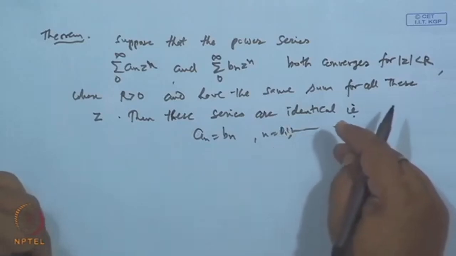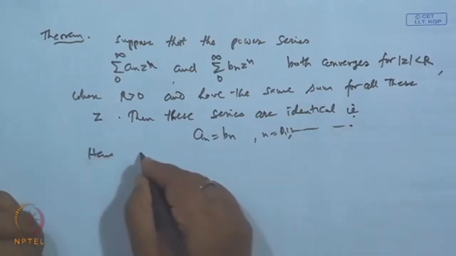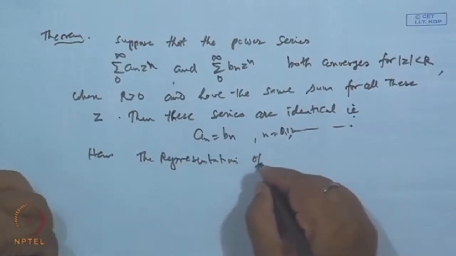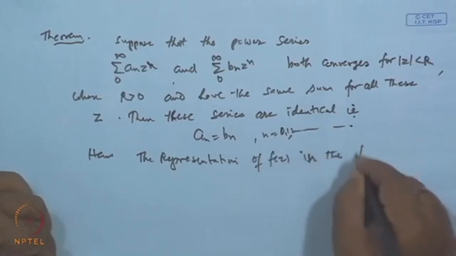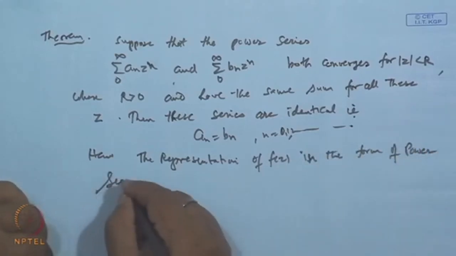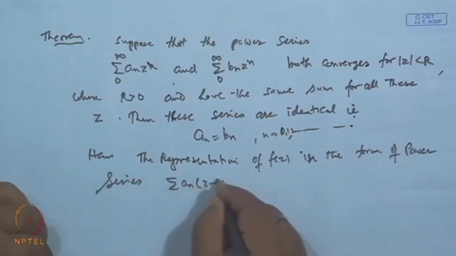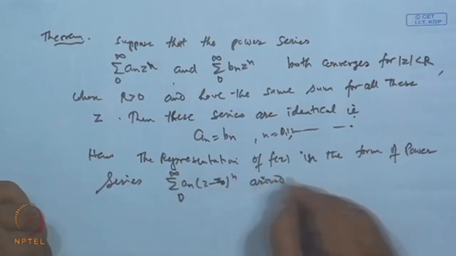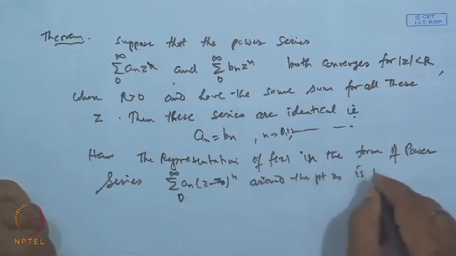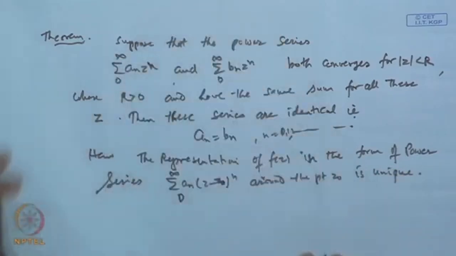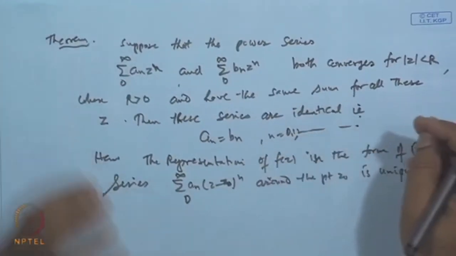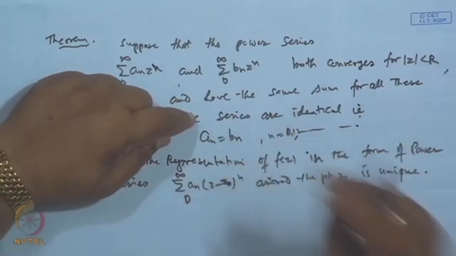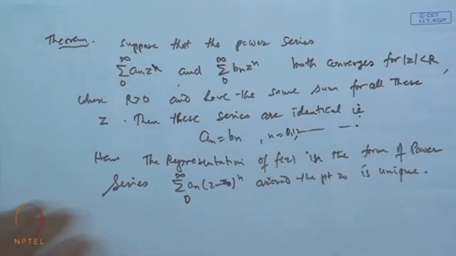Hence, if the function f(z) has a power series representation with center z_0, then the representation of the function f in the form of power series Σ a_n (z - z_0)^n around the point z_0 is unique. That goes well with the help of this previous result. It means if a function f is given and z_0 is fixed, then we can have a unique representation of the function in terms of the power series. That is an interesting result, and the proof follows, so I will just skip that proof.